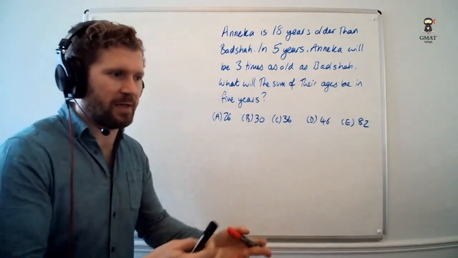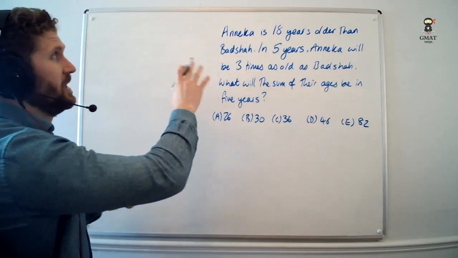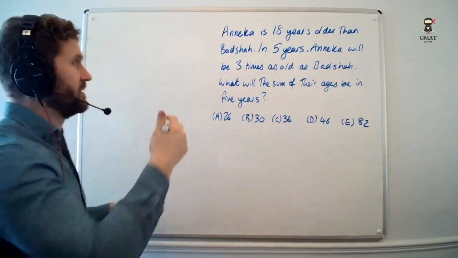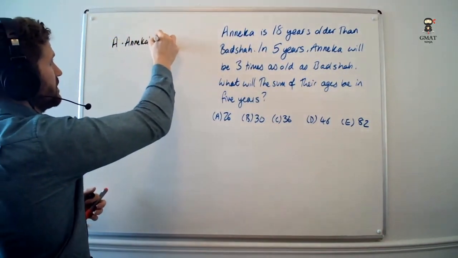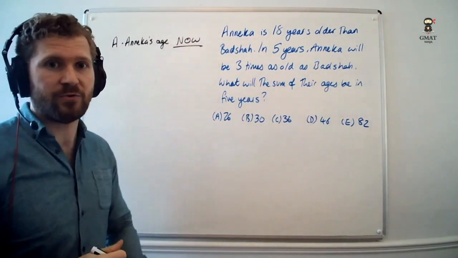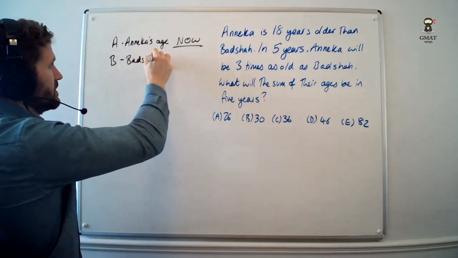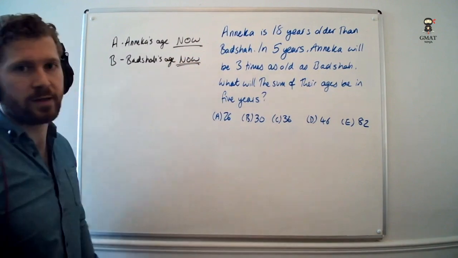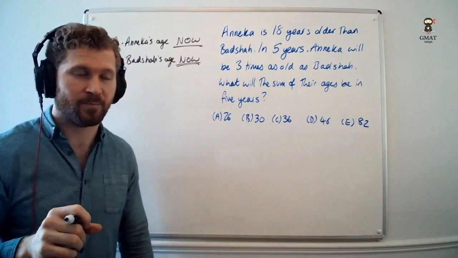So I'm going to be a little bit more explicit. I'm going to take a little bit more time. And I'm going to say that in this question, I'm looking at Annika and Badsha and their ages. So I'm going to use A and B as my variables. I'm going to say A is Annika's age now. And I'm going to be very clear about that. B is Badsha's age now. And I want to stick with that. A and B are their ages now.